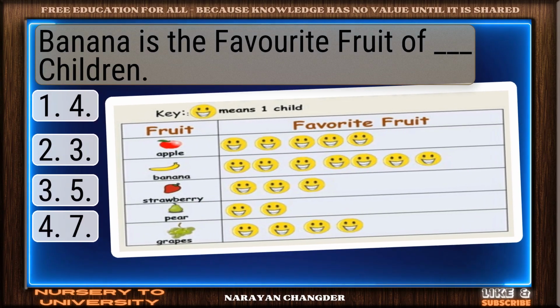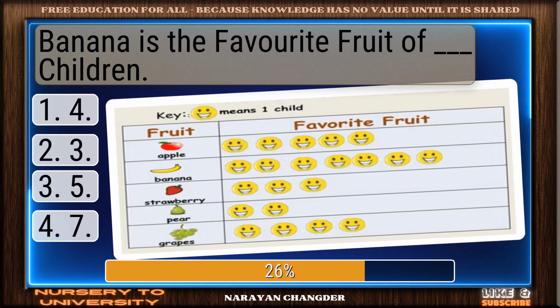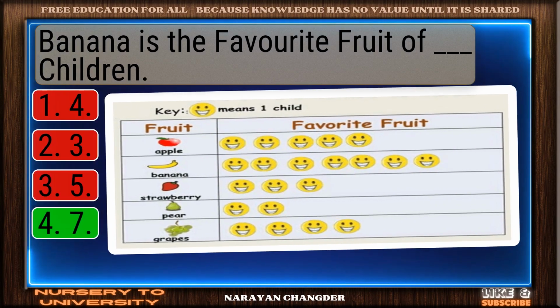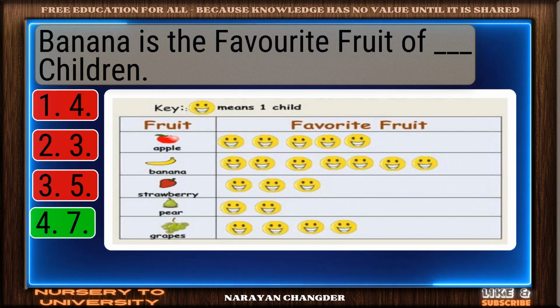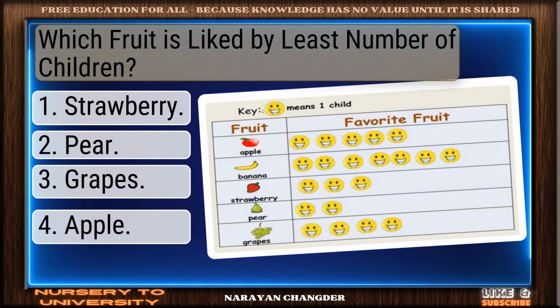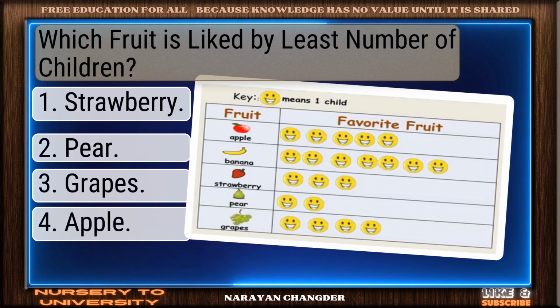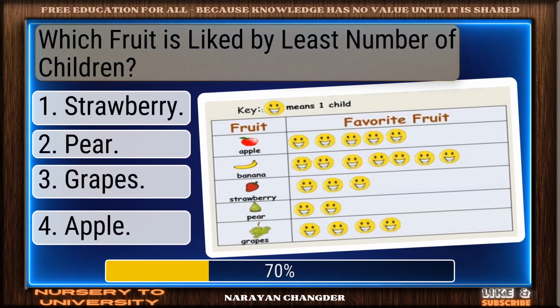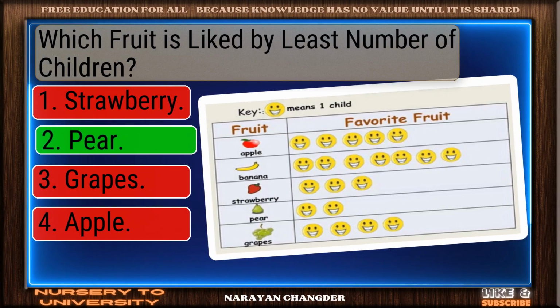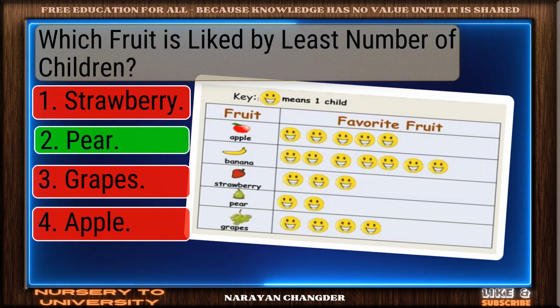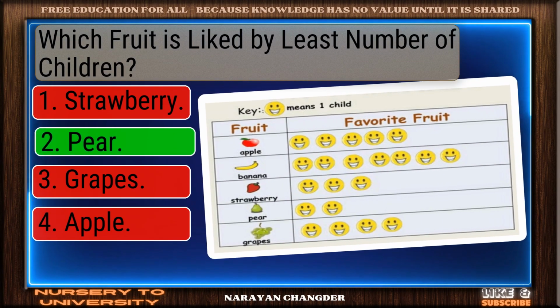Banana is the favorite fruit of dash children. Strong choice. 7 is the right answer. Which fruit is liked by least number of children? Clear logic. Your choice pear is sound and 100% true.